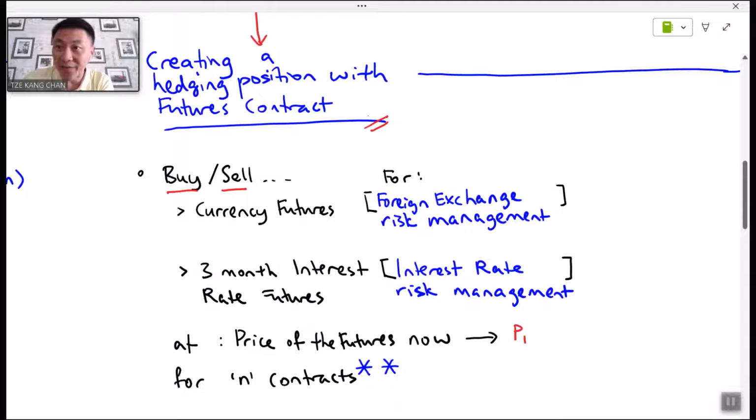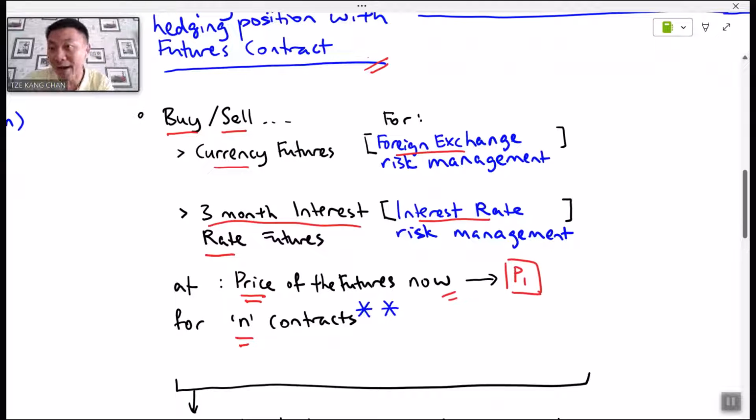In buying and selling the futures, it either refers to currency futures, if it is mainly used to manage the foreign exchange risk. Alternatively, it is also to buy or to sell 3 months interest rate futures, if it is therefore to be used in managing the interest rate risk. Once the trade order is commenced, it will be executed at the price of the futures contract now, let's term as P1, based on the number of contracts that is sufficient to provide the hedge on the underlying transactions.